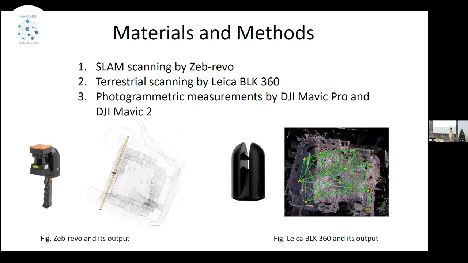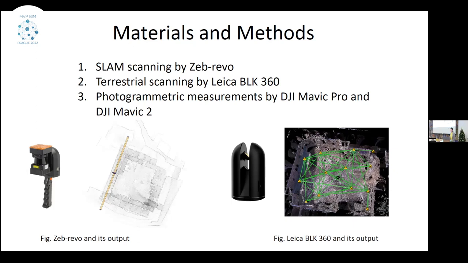The materials and methods that we used are two types of laser scanning methods. The first one is the so-called SLAM, and we used the handheld laser scanner Zeb Evo, and the classic laser scanner for terrestrial laser scanning, Leica 360. Also, we took photogrammetric measurements by drone, as my colleague Karel also mentioned. In countries like Iraq, there are many restrictions on flying, but fortunately, Professor Pavelka is able to deal with these restrictions and take great aerial data.